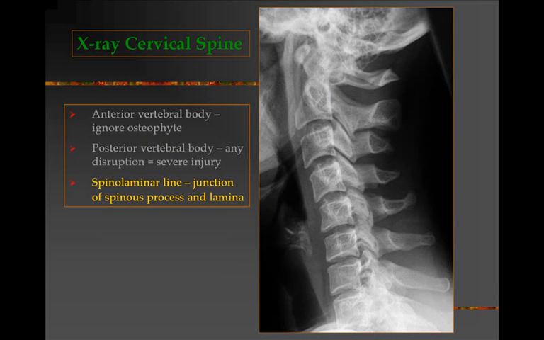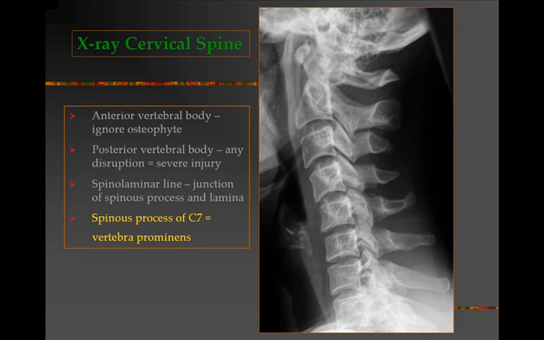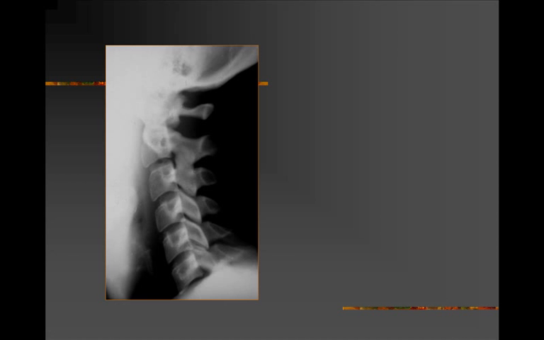injury. A third line goes through the spinolaminar area, called the spinolaminar line, at the junction of the spinous process and lamina. And a fourth one goes through the spinous processes of the C7. These four lines together provide us information about the stability of the cervical spine following injuries. When we are faced with a clinical condition where we need to make an assessment of the cervical spine from a stability point of view, it is very important that we have all 7 cervical vertebrae visualized.